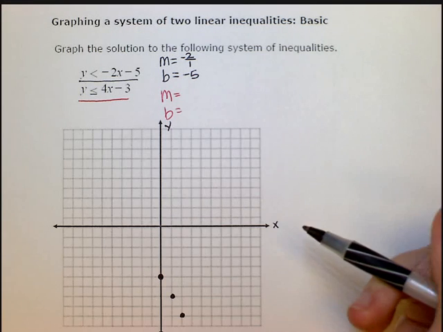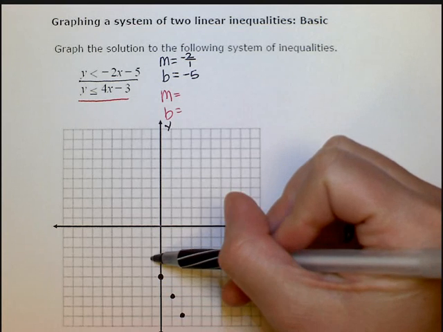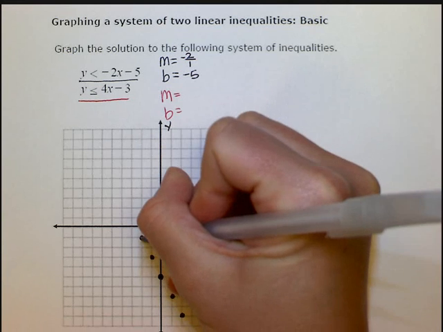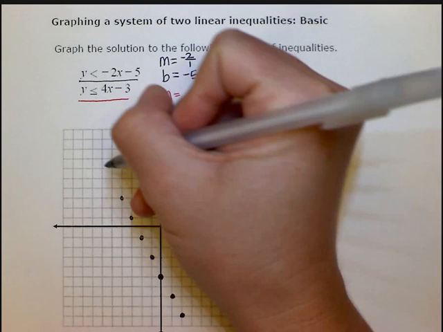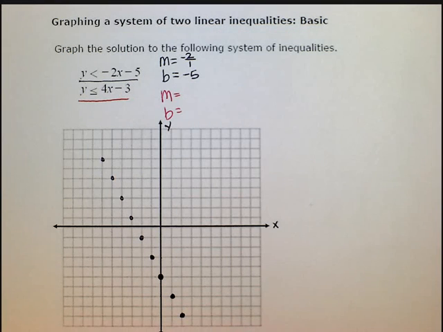Now I can also start at my starting point and go backwards, which means up 2, backwards to the left 1. Up 2, backwards 1, again and again. I can see my line here beginning to form.